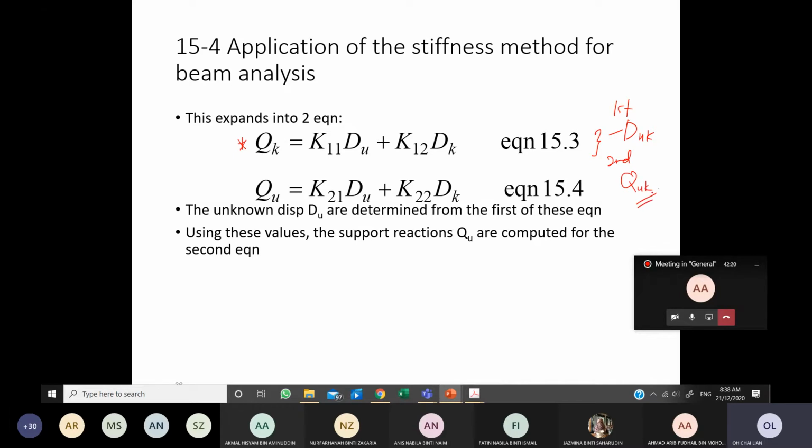But I don't think we will come to solving the matrix today. We just want to determine the K11, K12, K21, K22.